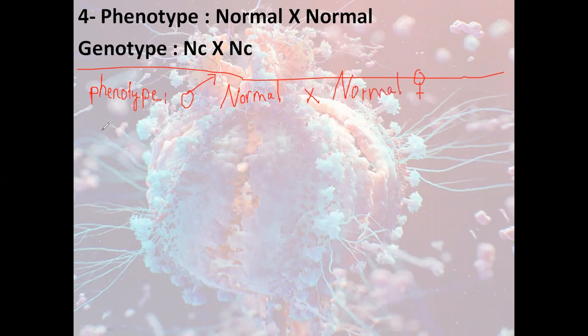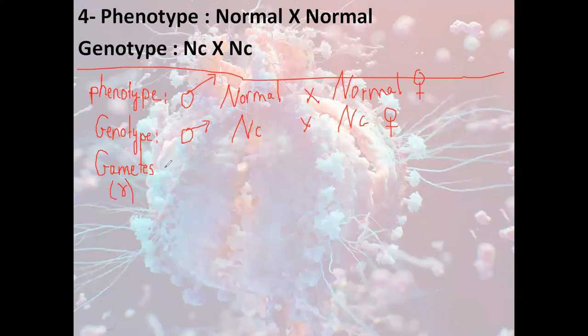Then we move to the second step, the genotype. In the genotype, what do we have? Both of them are heterozygous, the male and the female. So they are NC crossed with NC. This is the female. Then we move to the gametes, with the symbol gamma. From now on, I'm going to remove a quarter if you don't write the word gamma. Gametes of the symbol gamma.